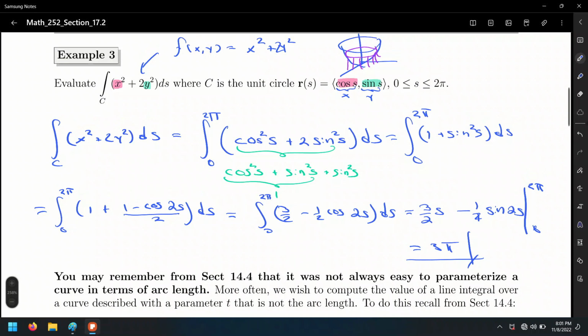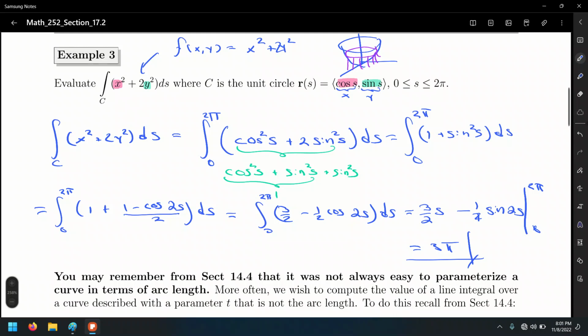Example about line integrals in which we integrated over the arc length given by this unit circle, from having s varying between 0 and 2 pi. Well, this is a really easy and nice example in which we already have everything parameterized in terms of arc length, not in terms of the variable t, which is time, right? Which is the usual way.